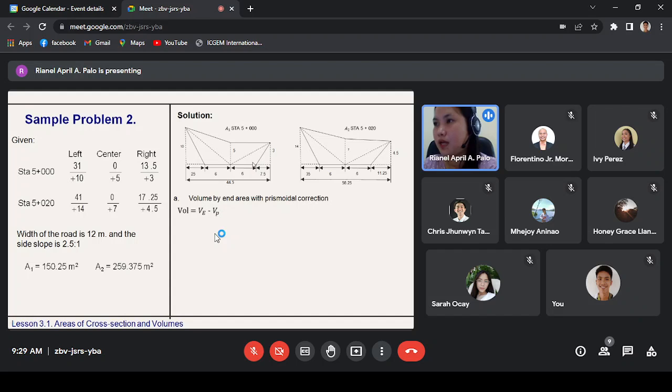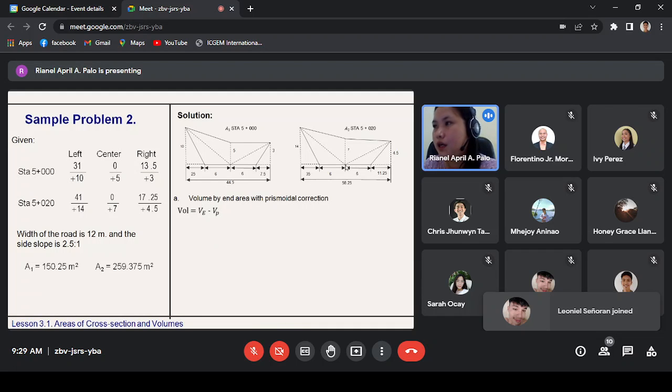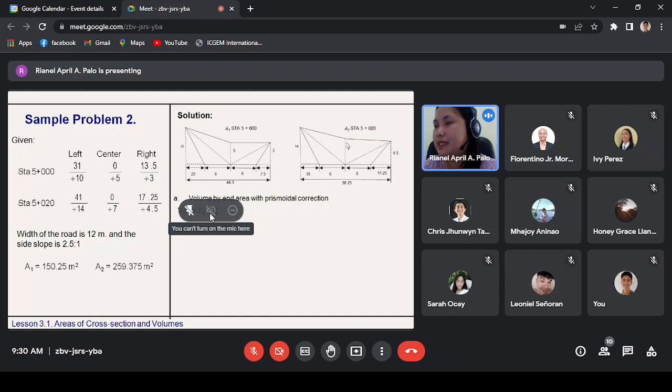Then to the right, we also have 6 meters. So total base nato or width sa road is 12 meters. Then sa right, we have this horizontal distance is 13.5, then vertical distance is positive 3. So we will have this diagram for station 5 plus 000. Then station 5 plus 020, 0 ang atong center, then upward, positive 7.